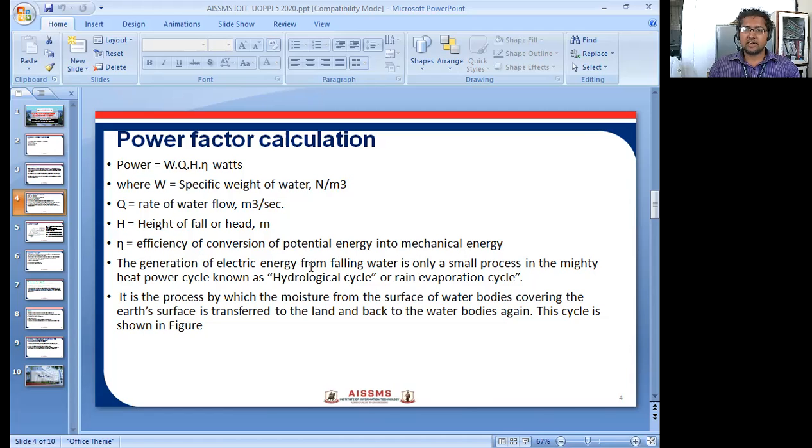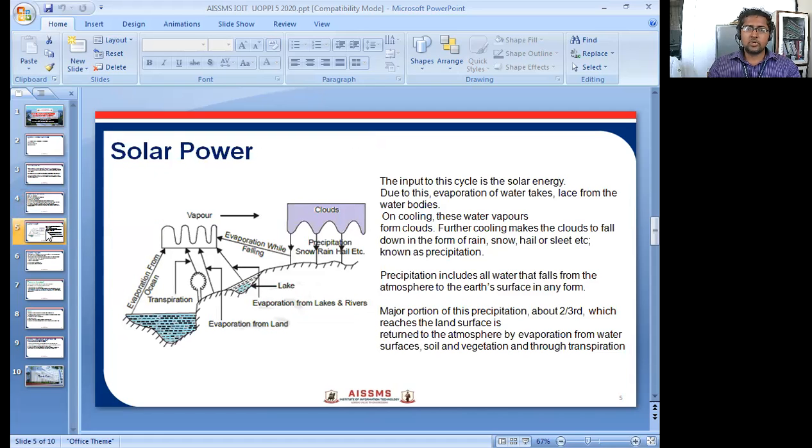The generation of electric energy from falling water is only a small process in the heat power cycle, which is known as the hydrological cycle or rain evaporation cycle. Here we can look at the input to the cycle, which is solar energy. As you know, some solar energy is required throughout this process, like the cooling of the system or the evaporation of water, which takes place due to solar energy only.